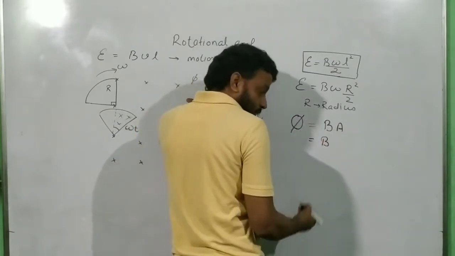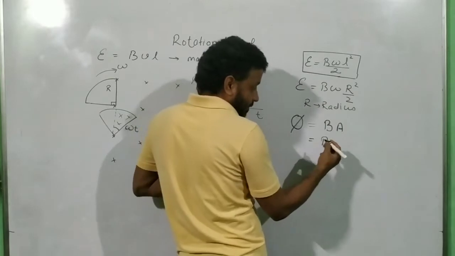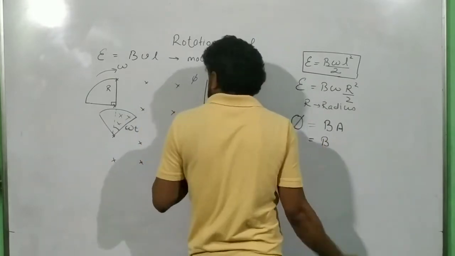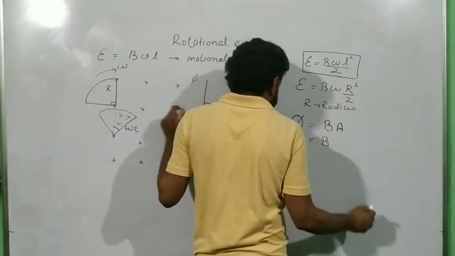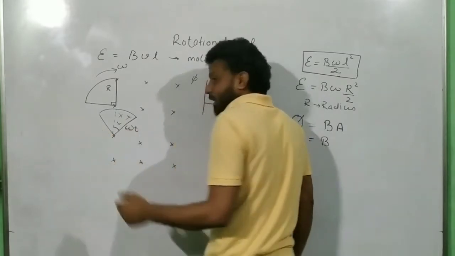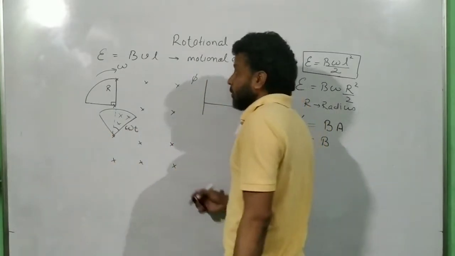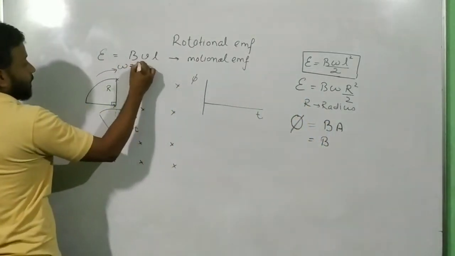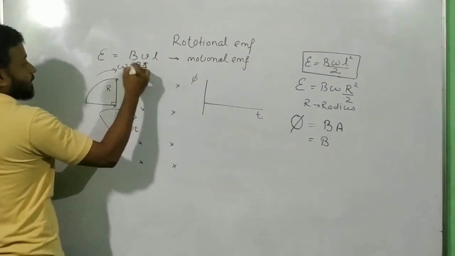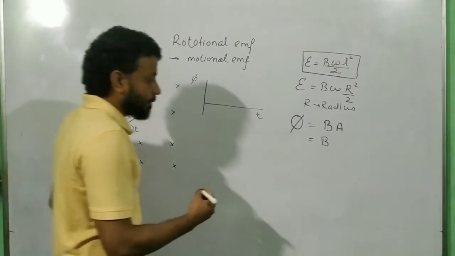Area will be equal to, now this is a very interesting part over here, where omega t is my angle. Okay, the omega t here is the angle, and omega is 2 pi by T. We know the value of omega, 2 pi by T, where capital T is the time period of rotation.